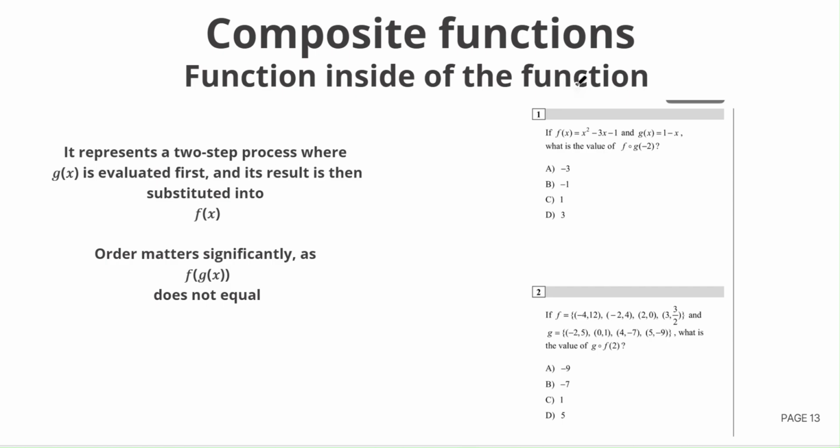Stick to the order and remember about what you are being asked. So it represents a two-step process where g of x is evaluated first and its result is then substituted into f of x. Let me show quickly what it means here in an example.